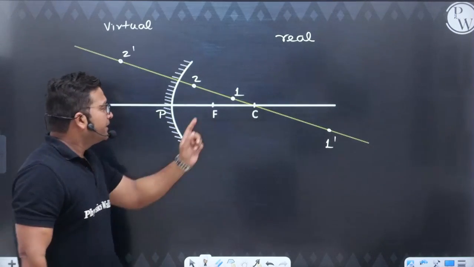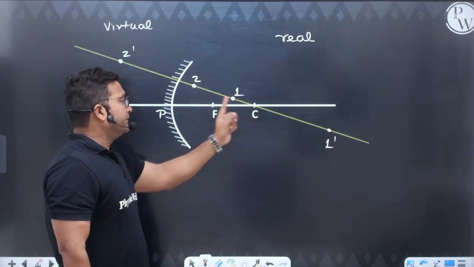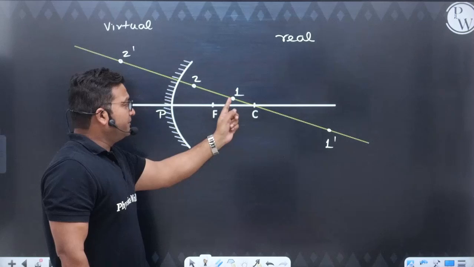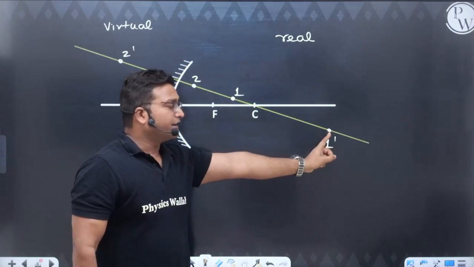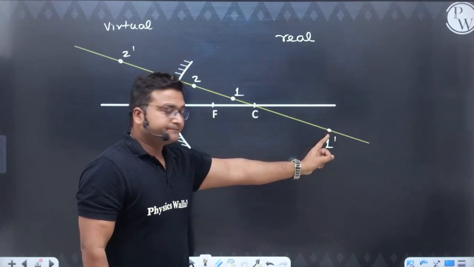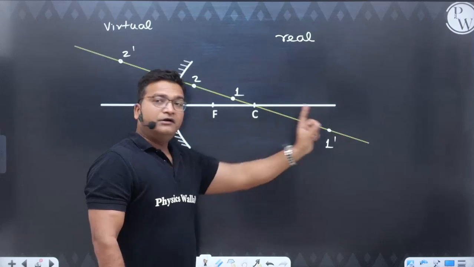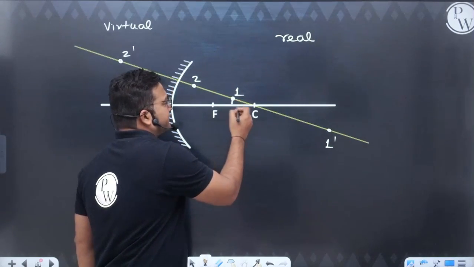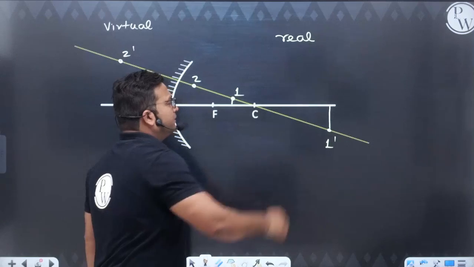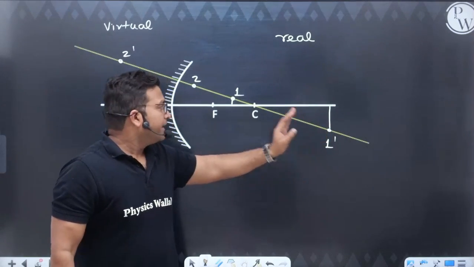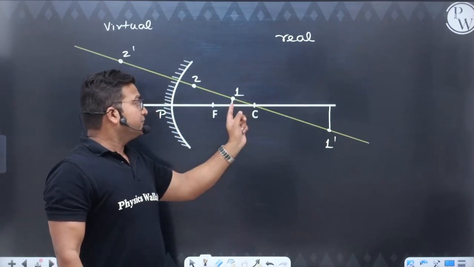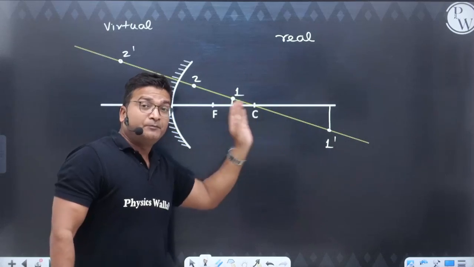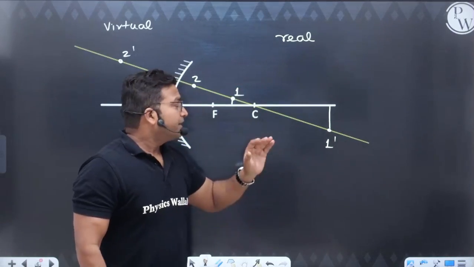Just remember, if the object is between center and focus, its image is going to be its conjugate point, that is 1 dash. So the image is beyond the center of curvature. It is bigger because you can see this line is smaller, this line is bigger. So the image is simply bigger. The image is real, the object is also real, because they both are in the real region, and that is the answer.